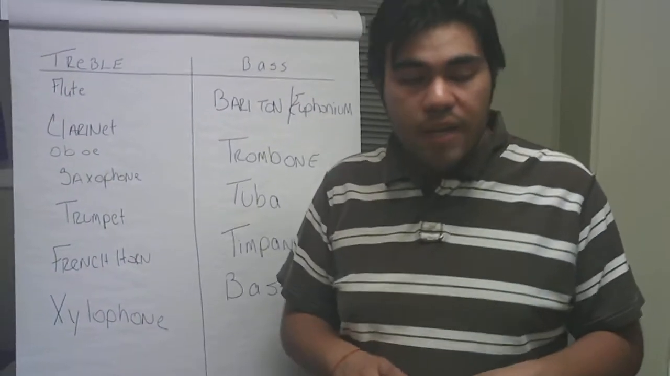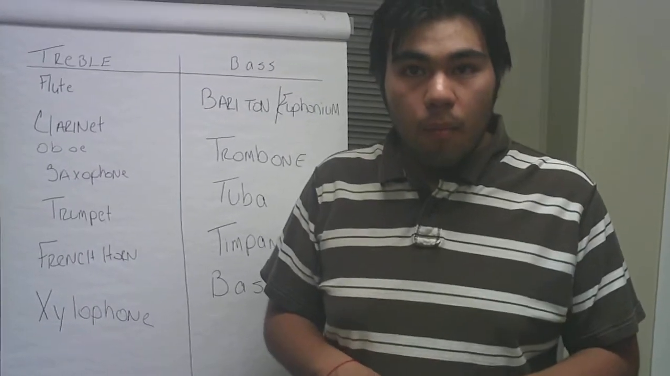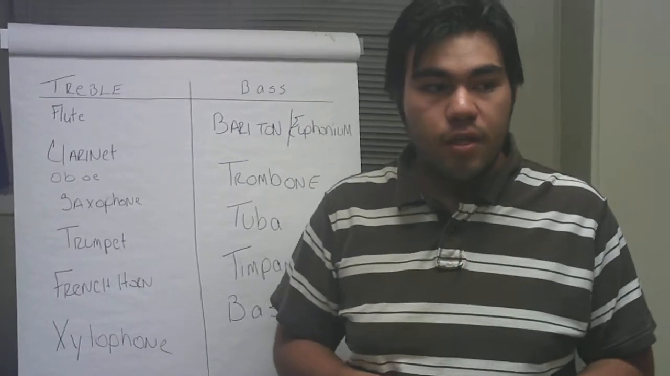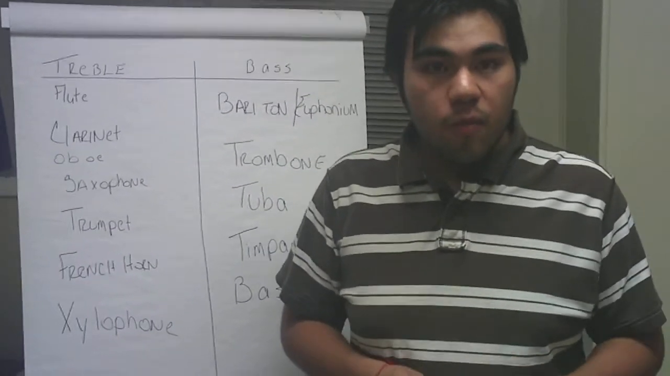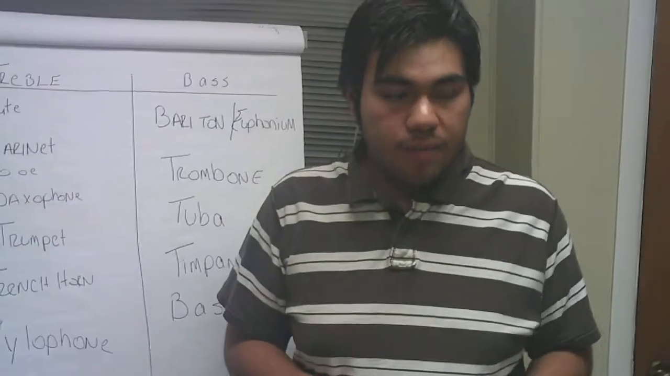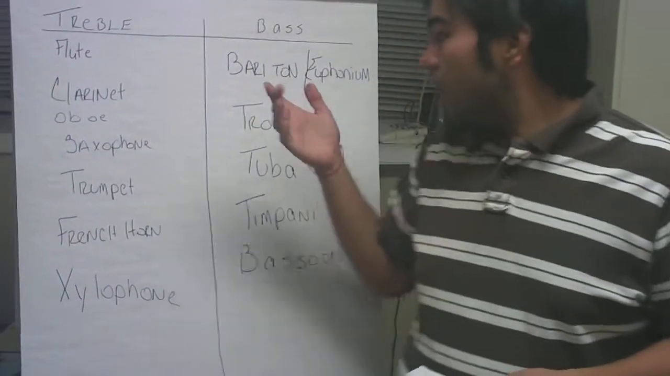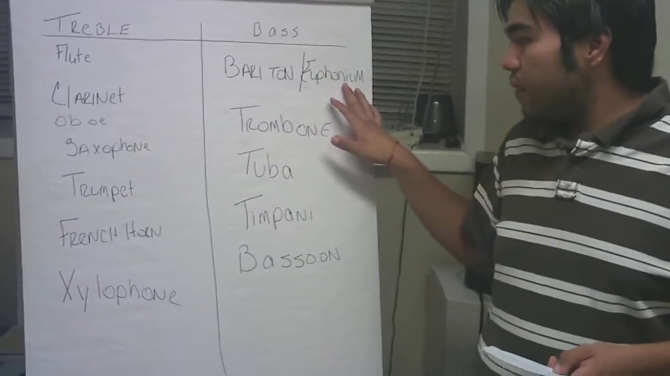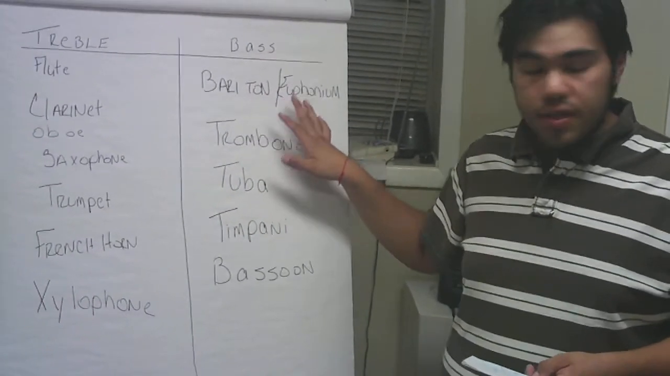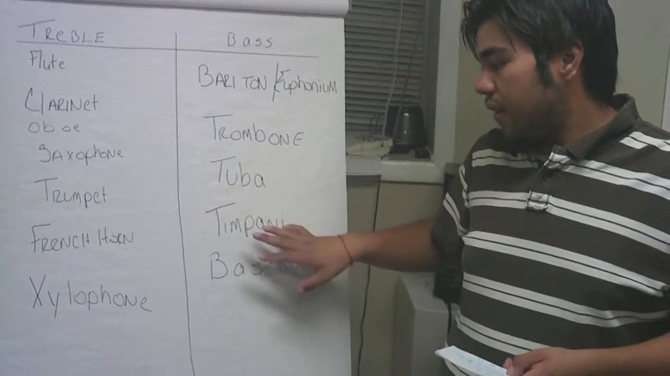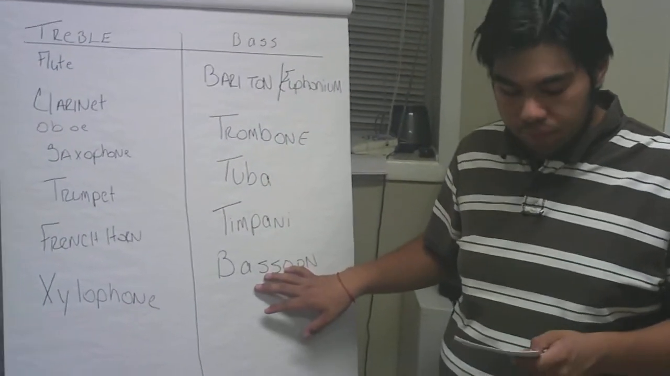It's somewhat easy to think of most instruments that play on the treble clef as woodwind instruments, which are instruments that were made from wood prior to modern times. And bass instruments include the baritone, euphonium, it's the same instrument, they just use different names sometimes, the trombone, the tuba, the timpani, and the bassoon.